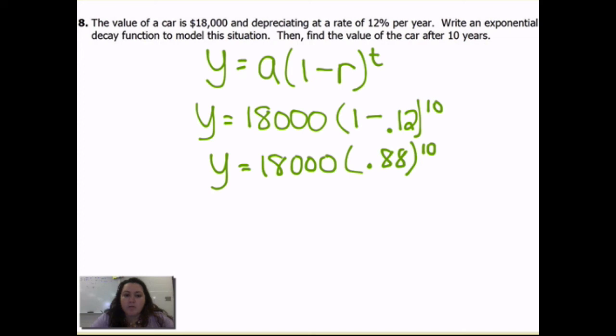My original amount was 18,000. My rate was 12%, and my time is 10 years. 1 minus 0.12 is 0.88. Raised to the 10th power times 18,000, I get $5,013.02.